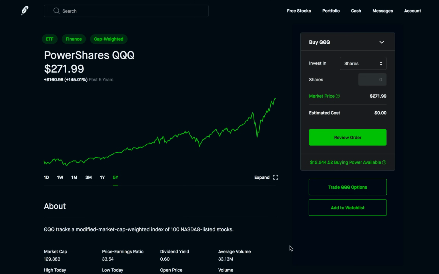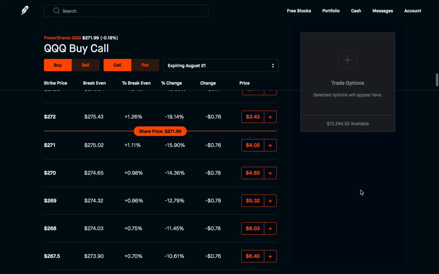Now, again, this is going to involve options. So we're going to go over to the options for QQQ. You can do that by clicking on this Trade QQQ Options. So here are the options for QQQ.